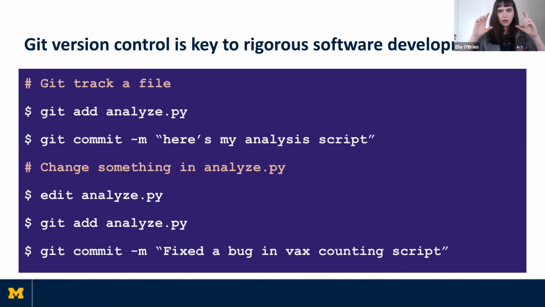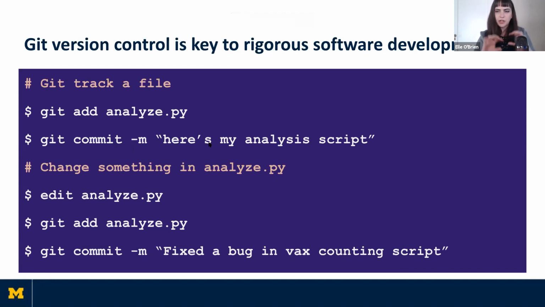If you recall earlier, I talked about how we take snapshots of our code. The way you can do that in Git is, in your command line, you say git add, and then a file that you want to track. And then you commit it with a commit message.